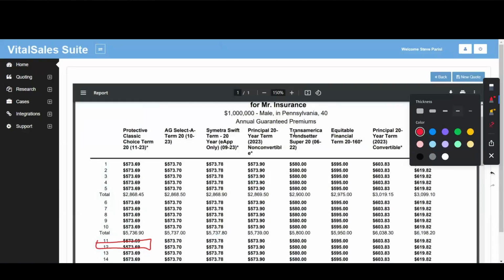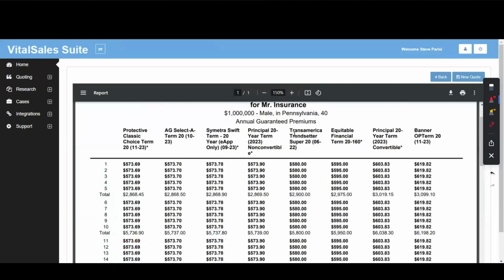This is the same 40-year-old individual. The difference here is that $1 million policy costs less than $600 per year. And what's also interesting, this company was number one when we quoted it based on a standard rating. And then when we look at the same chart, they're last on the chart as far as the premium pricing goes for that $1 million policy.